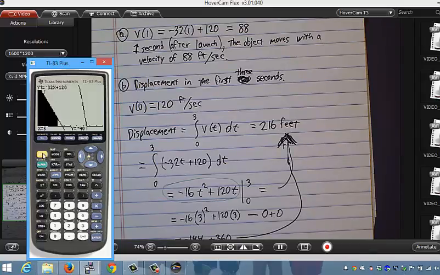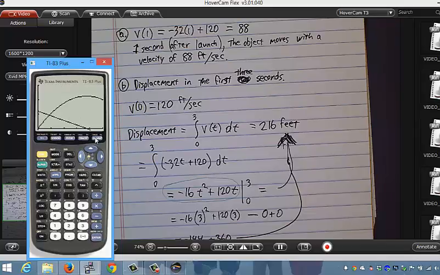We're going to change our window. So let's change the window. And instead of going from 0 to 10, let me go from 0 to 5. And also, I don't want my y max to be 120 anymore, because we know this thing goes 216 feet in the air. Let's make it 300 for y max. And I'll put a mark every 100. And so, let me graph.